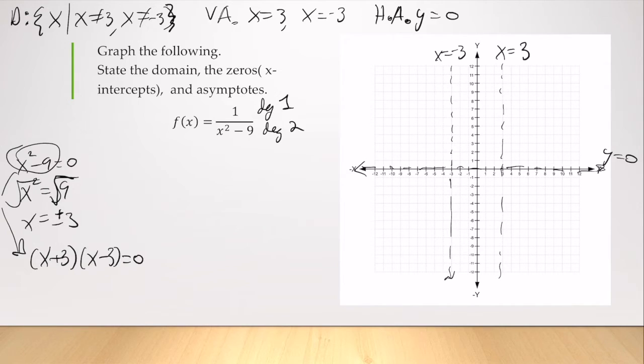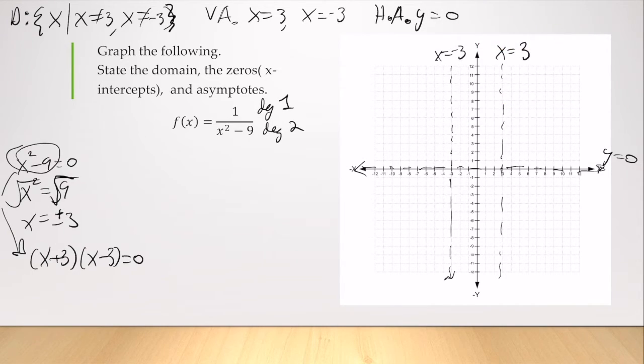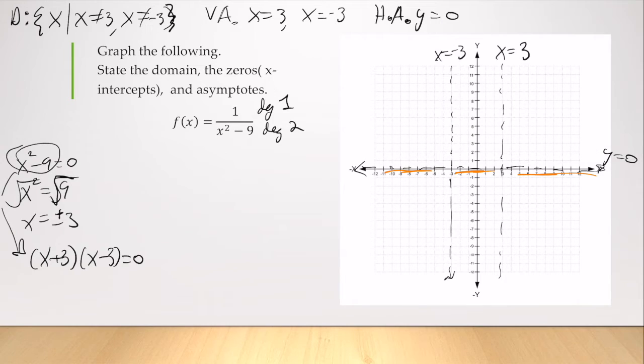Now, in order to graph this, I need to find a few points in each section of my domain, right? So I need to find some points here and here and here, some y values. So let's set that up. This is going to be quite a bit of math, so be prepared. So let's just do 2 points in each.